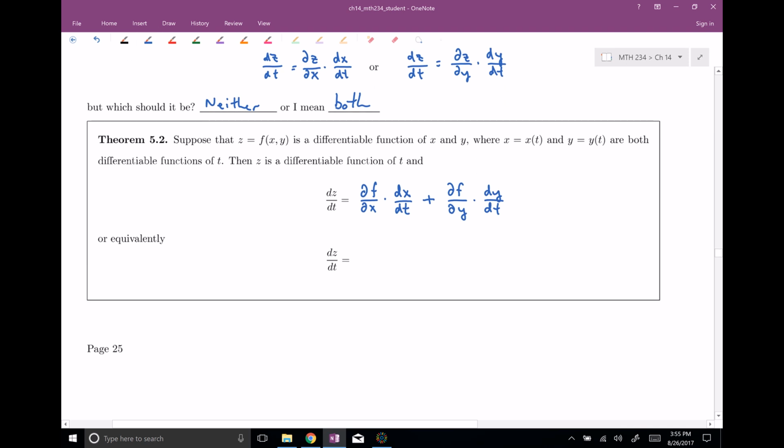Or equivalently, here I use the f notation. You could do the partial of z with respect to x times dx/dt plus the partial of z with respect to y times dy/dt. So you can use either the f or the z, just like sometimes back in Calc 1 or in algebra, y and f were kind of interchangeable. Here, the z's and the f's are interchangeable as well. And this is using the Leibniz notation here. Let me also write down the subscript notation.